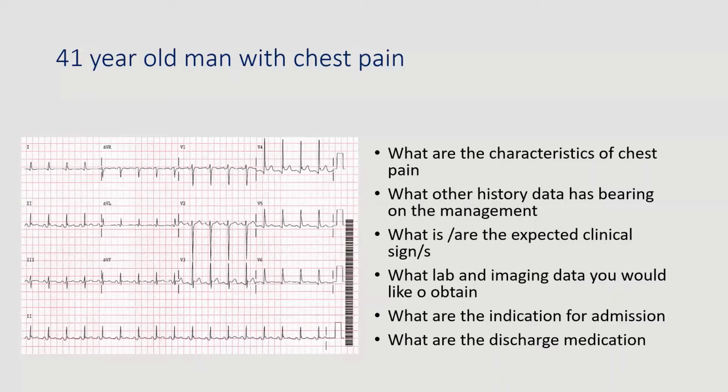Okay. Good. Now, what other history data has bearing on the management? If you see such a patient, what question are you going to ask? I would like to ask about the underlying cause of pericarditis. Great. Like? Past history of upper respiratory tract infection. Very good. And history of uremia. Okay, great. Ischemic heart disease recently. Yes. Okay. Possible cause, thyroid disease.